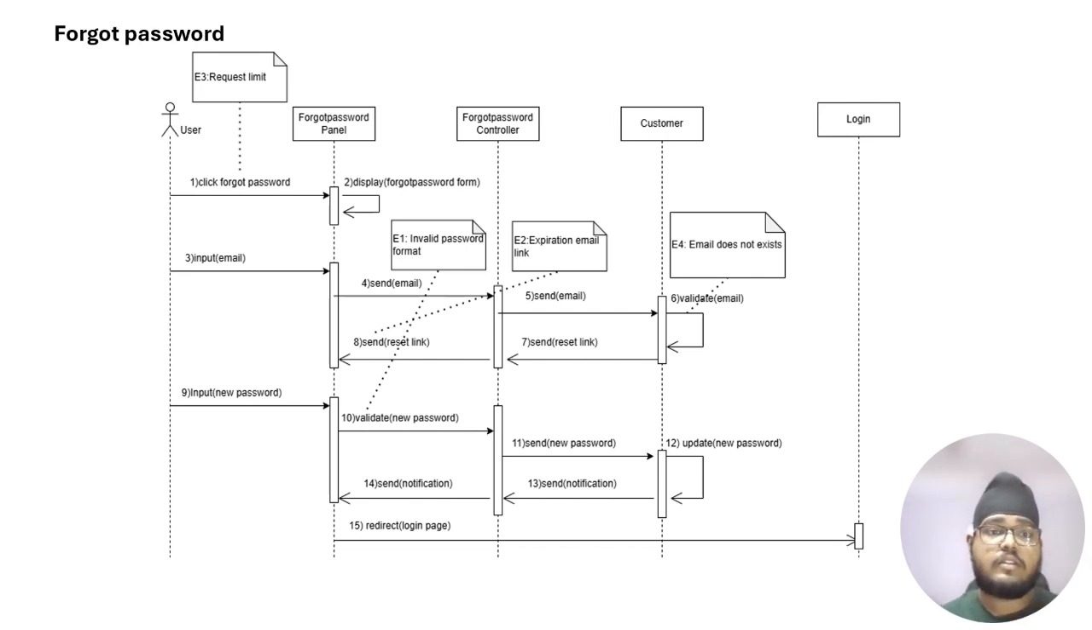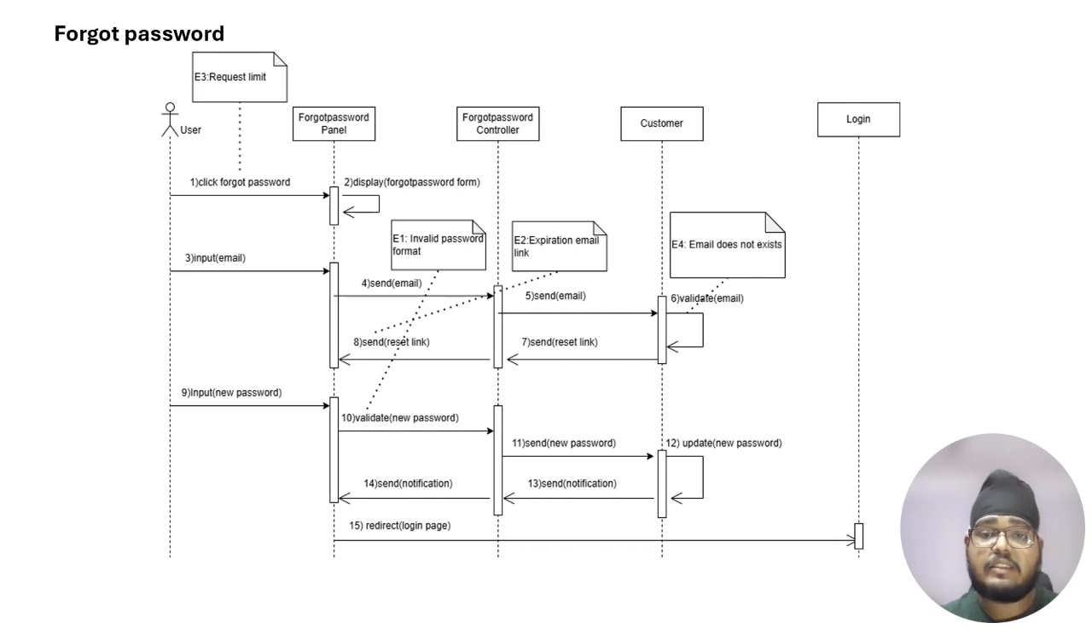Alright, so this is the sequence diagram for forgot password, where the user clicks forgot password, and the forgot password panel will display the forgot password form. And from here, the user will input their email, and from the panel it will be sent to the controller, and from the controller it will be sent to the customer database. So the customer database will validate whether the email exists or not in the database.